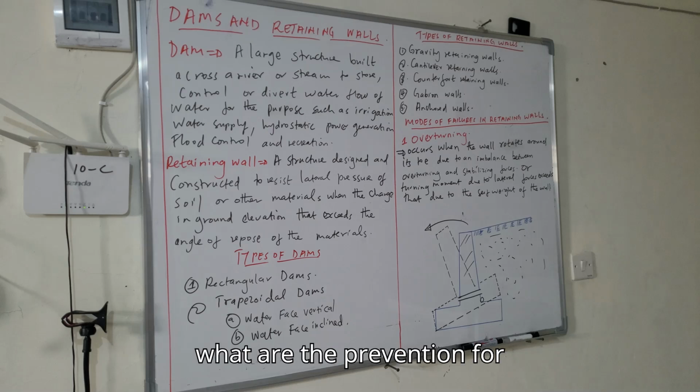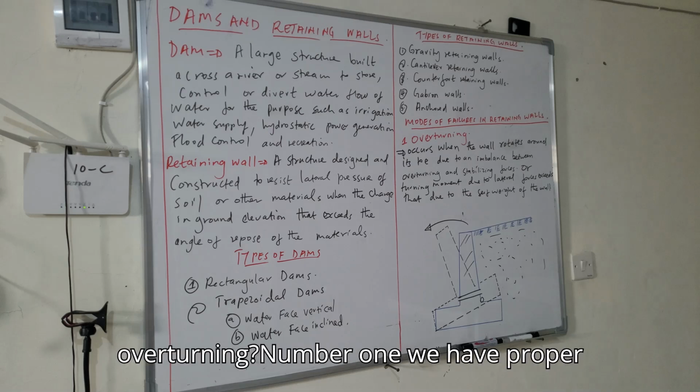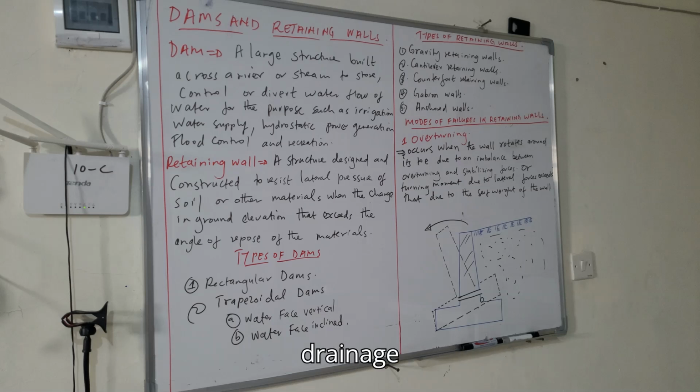So what are the preventions for overturning? Number one, we have proper drainage. Number two, we have good construction and proper design, considering surcharge load.